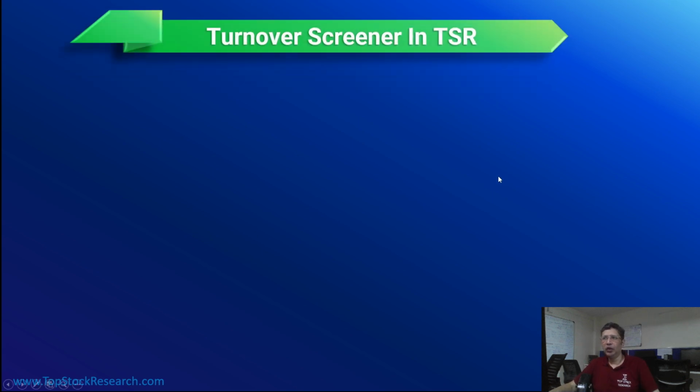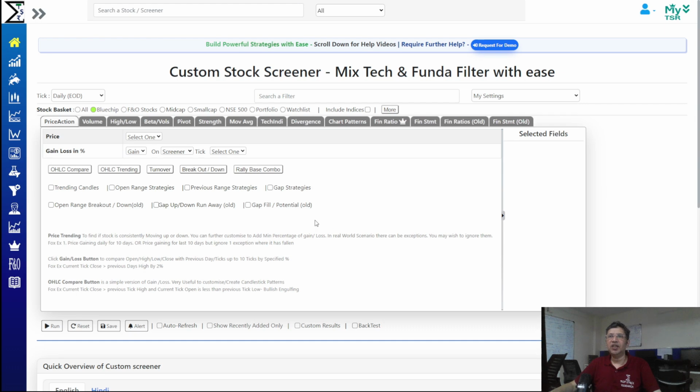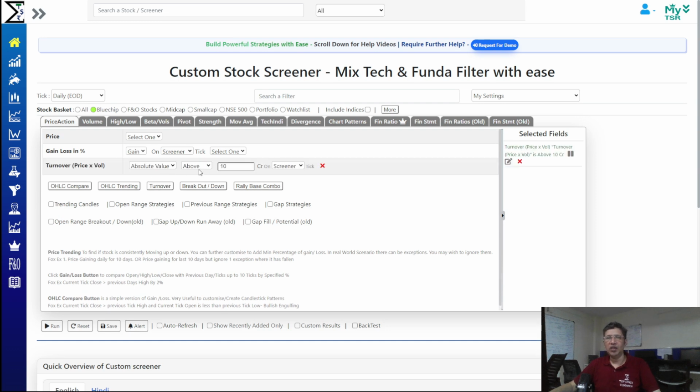What we do is we jump into turnover screeners in TSR. So where it is, you go over here, go to custom screener. In the custom screener, in the price action, which is the default selection, there's turnover. When you click on turnover, you have an option. Let's say you want to trade only on those stocks where the turnover is 500 crores. So you don't want to go into stocks where the liquidity is low, right? Turnover will give you very good liquidity as well, in terms of total money. Volume will give you only one picture. Turnover will give you two pictures, price and volume both. So it's a very good idea.